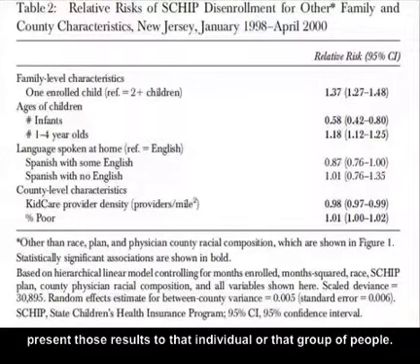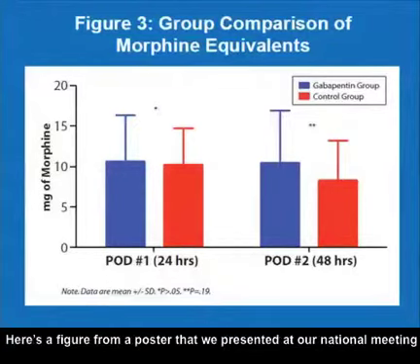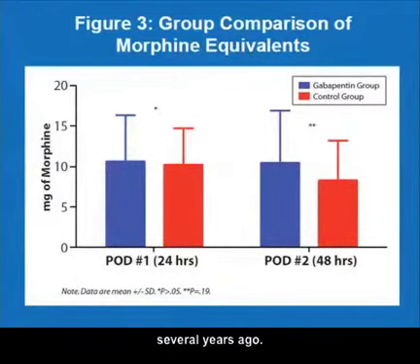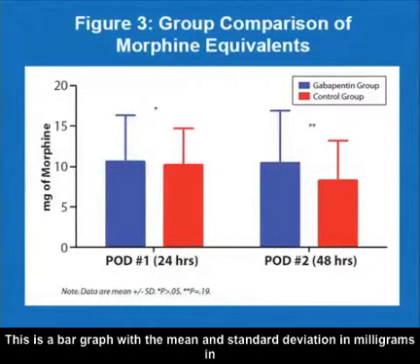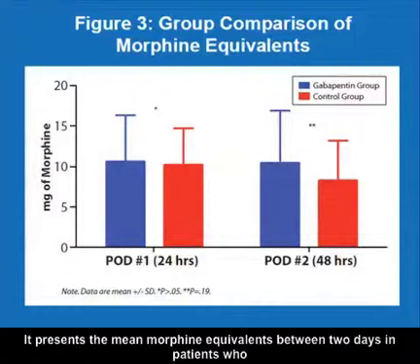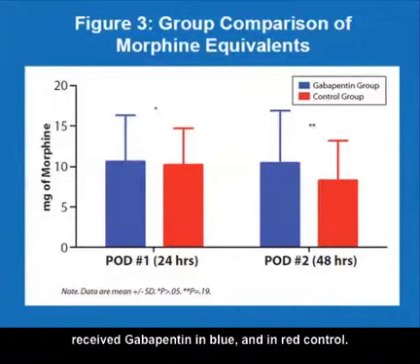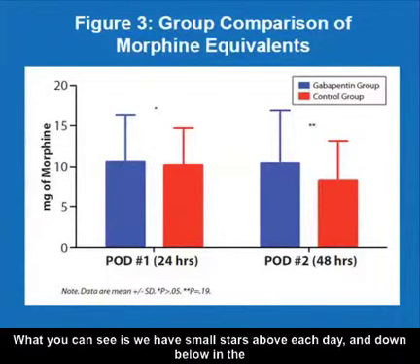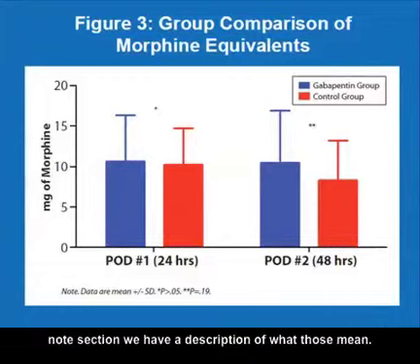Here's a figure from a poster that we presented at our national meeting several years ago. And this is a bar graph with the mean and standard deviation of milligrams of morphine, and it presents the mean morphine equivalence between 2 days in patients who received gabapentin in blue and in red in control. And what you can see is we have small stars above each day, and down below in the notes section we have a description of what those mean.